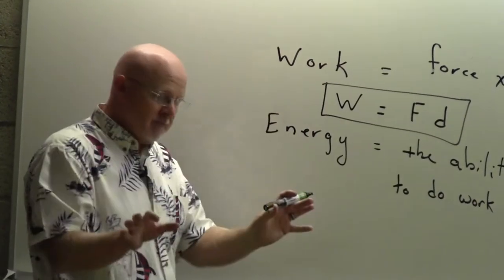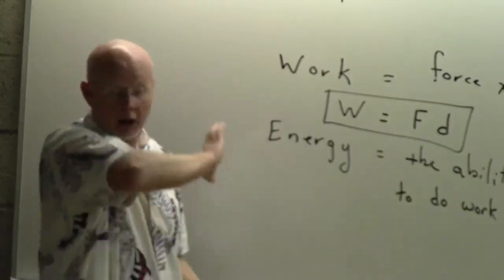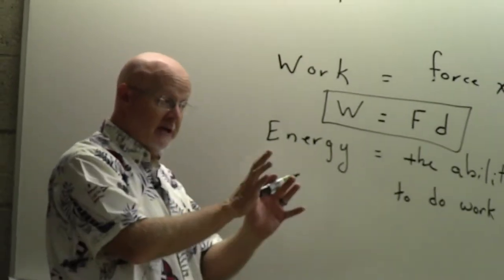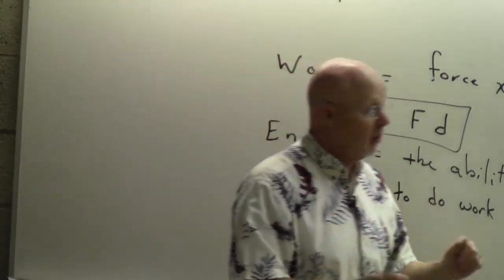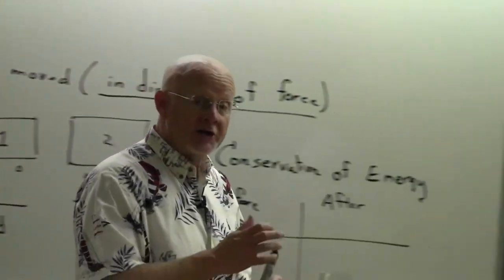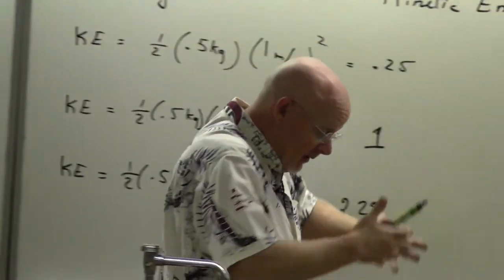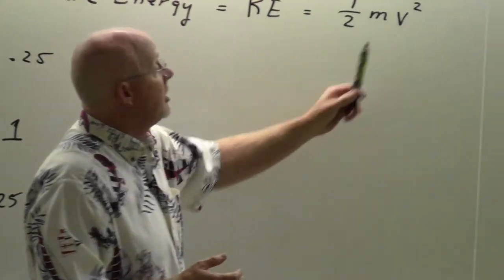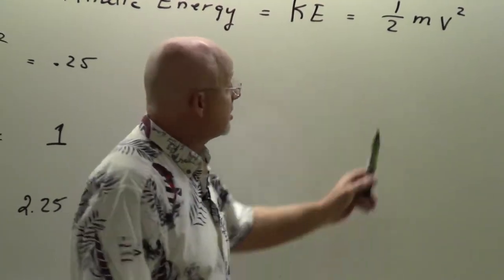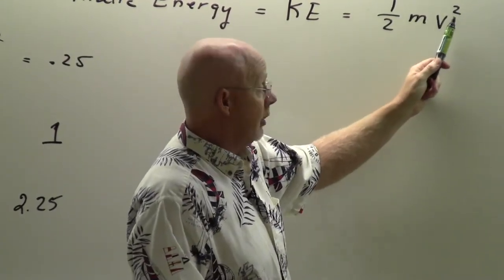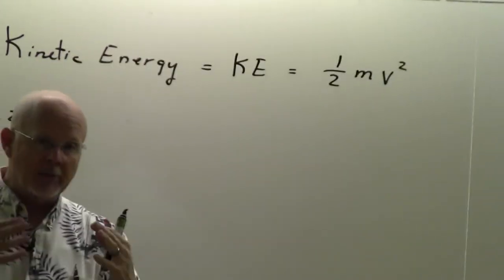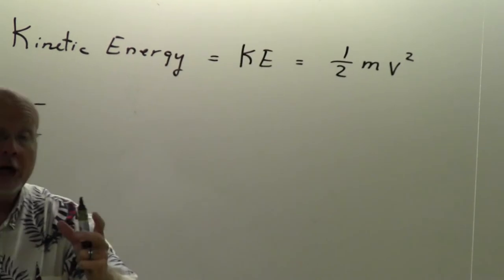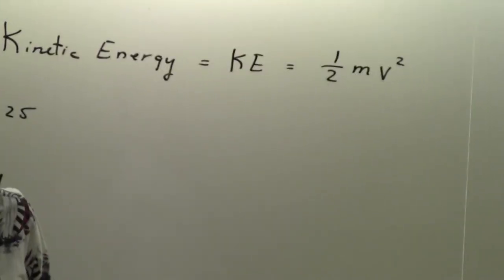But just the fact that it's moving, a car going down the street, not colliding into anything, we would say it has energy. It has the ability to do work. And of course, it makes sense that the greater the speed, the greater the amount of kinetic energy. But it's not just speed raised to a power of 1. It's not just, if you double the speed, you double the energy. No, you double the speed, you quadruple the energy.